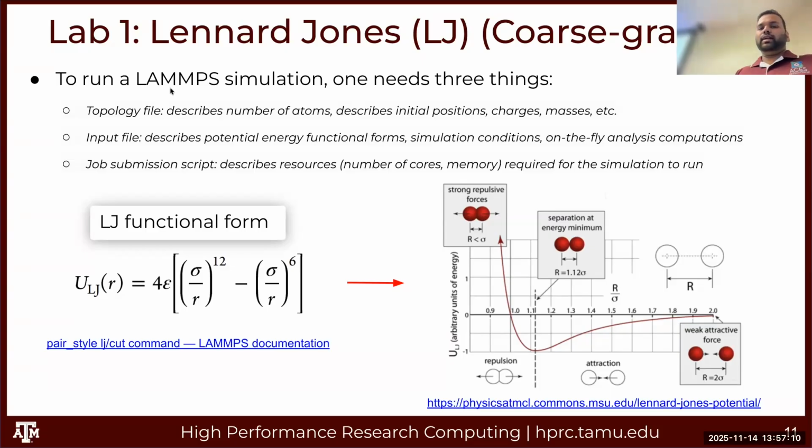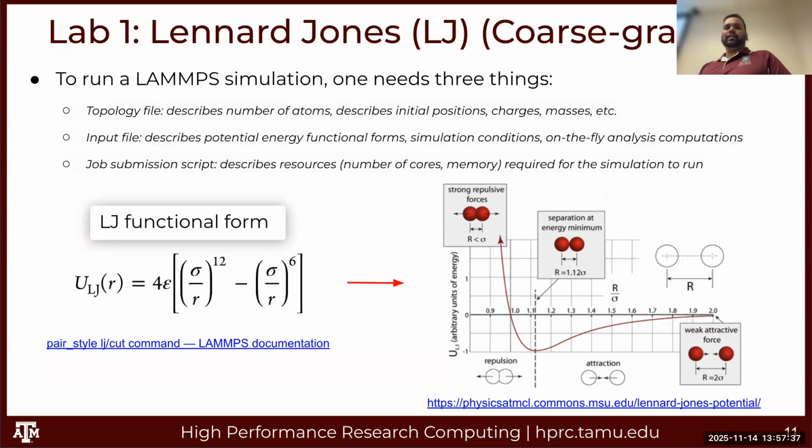So in order to run a LAMMPS simulation, you need three things. Not always, but mostly you will have three things in different forms. The first file that you would need is a topology file. It describes the number of atoms, your initial positions, charges, masses, etc. Remember, the starting point of an MD is you need to give some input position, input velocity, right? So you need a topology file describing your system, basically.